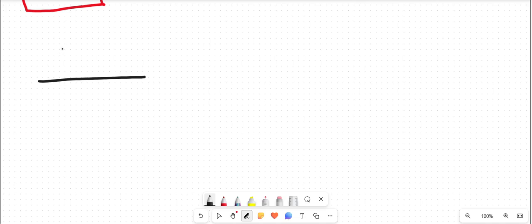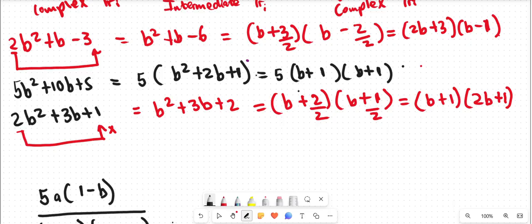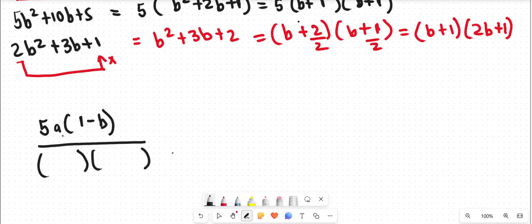So if I do the HCF at the top, I take out a 5a, and you'll get a 1 minus ab, right? And then my trinomial at the bottom, this is the one I did at the top. The first one that I did was a 2b plus a 3, ab minus a 1.